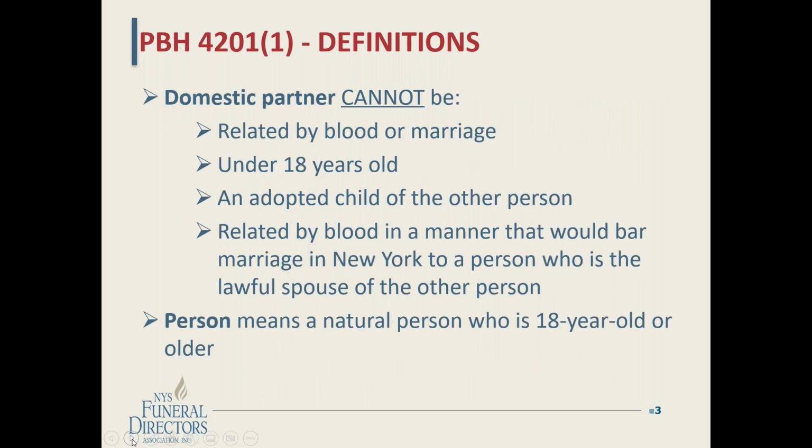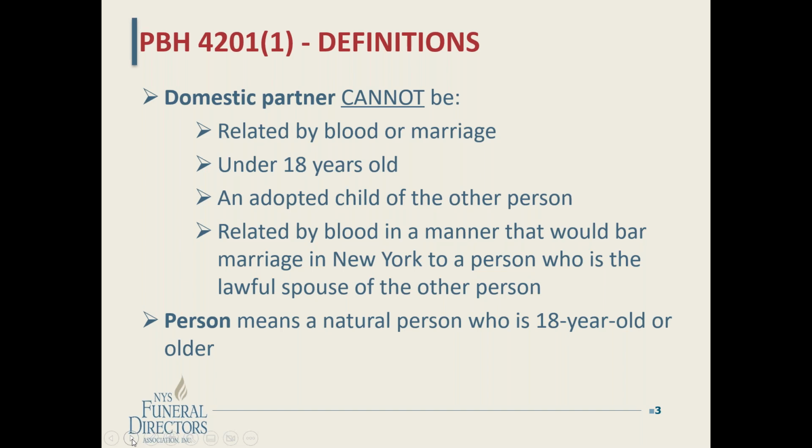And the law also talks about what a domestic partner cannot be. So even if you were showing 4 or 5 of those other things I just talked about with the check marks, if any of these on this list are in place, by law, you cannot be a domestic partner. This is really referred to mainly as the anti-incest rule. So if you're related by blood or marriage, you cannot be a domestic partner. If you're under 18 years old, if you're an adopted child of the other person, or if you're related by blood in a manner that would bar marriage in New York to the other person, then you're not going to be able to be domestic partners.